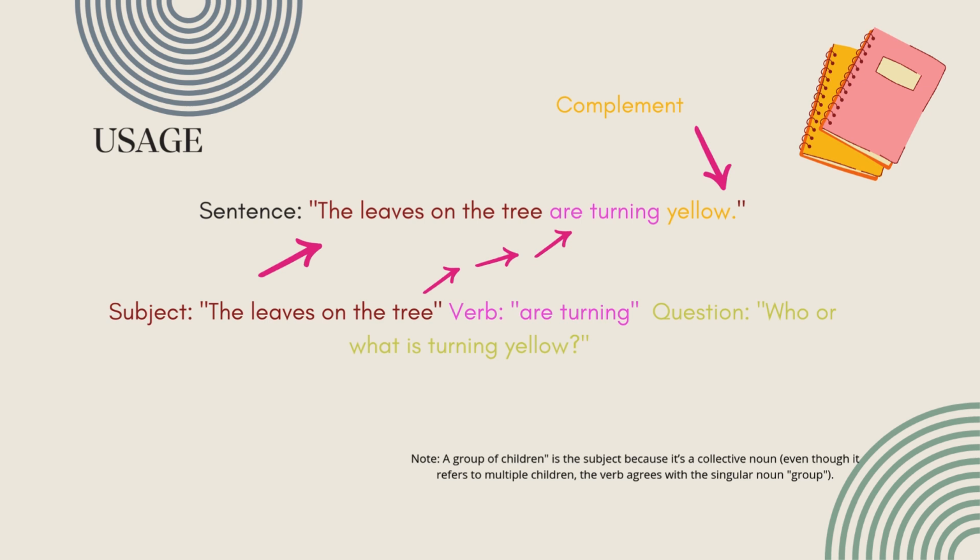That is group. Now, I'm going to explain a little bit about the verb because are turning is a compound verb that is indicating an action that is happening in the present. Also, the question is to identify the subject and who is performing the action. Now, the subject, the leaves on the tree, even though on the tree is a modifier describing the leaves, the main subject is the leaves.